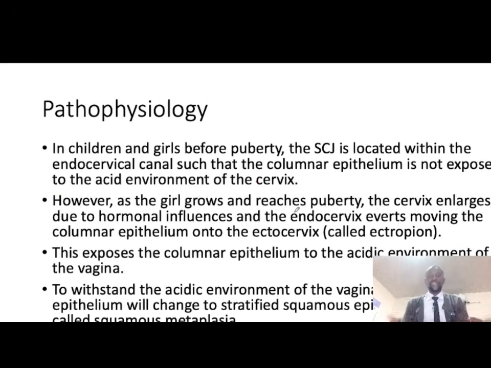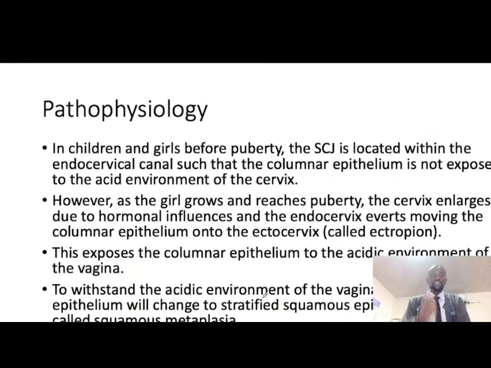Once this columnar epithelium is exposed to this acid, in trying to withstand the acidic environment of the vagina, it will have to change to adapt, by a process that we call metaplasia. The columnar epithelium changes to squamous epithelium, and that process is called squamous metaplasia. So that is what is going to be happening.